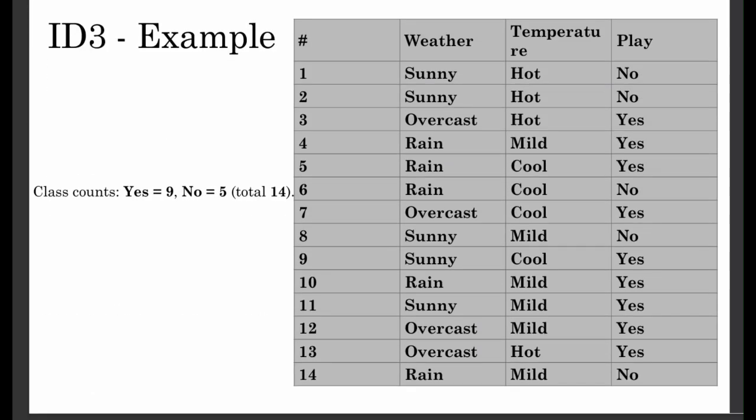The classic example is the play tennis dataset, using weather (sunny, overcast, or rain) and temperature (hot, mild, or cool) to predict whether someone plays tennis. We calculate information gain for both features. Overcast weather always leads to yes, so it becomes a leaf node directly. Sunny and rainy conditions require further splitting by temperature. The result is a tree that correctly classifies 14 training examples using logical, interpretable rules.